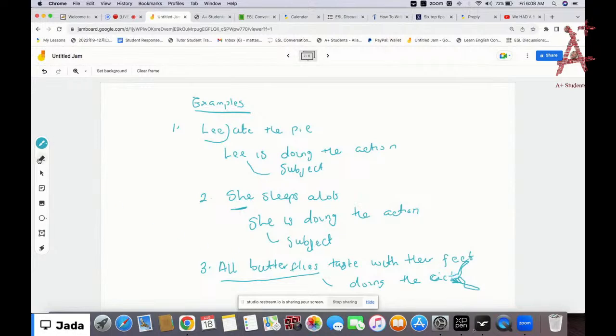So all butterfly is doing the action. Okay, so that's it. And then it is not only one word like Lee and she. It is more than one word now. It is two words. So action. All right, so let's check some more.